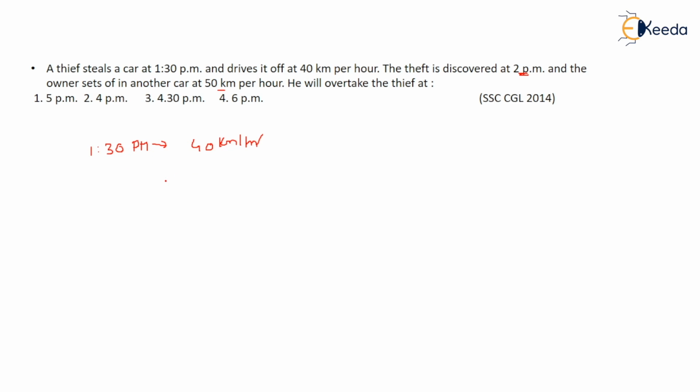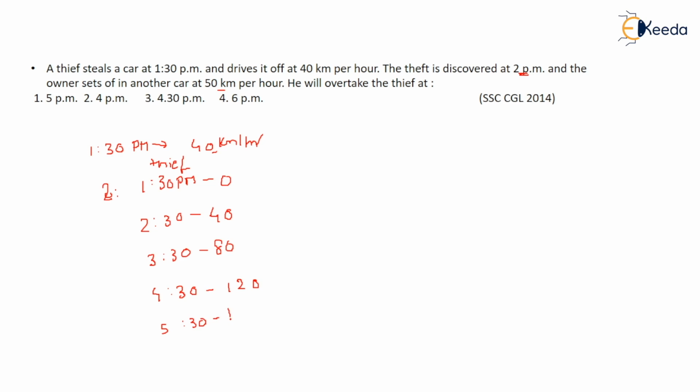Within half an hour, you have to simply say, by 2:30. At 1:30 the thief starts, right? You have to write it this way. At 1:30 the thief starts, so he is at 0. At 2:30 he will be at how many kilometers? In 1 hour he covers 40 kilometers, so here you can write 40. At 3:30 he will be 80 kilometers away. At 4:30 he will be 120 kilometers away, right? And at 5:30 he will be 160 kilometers away.